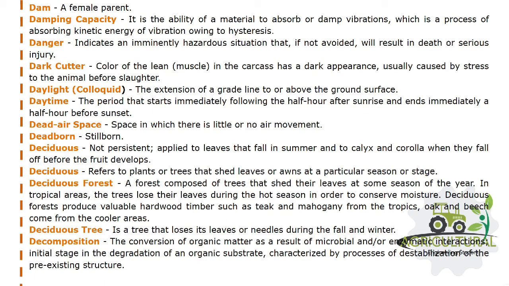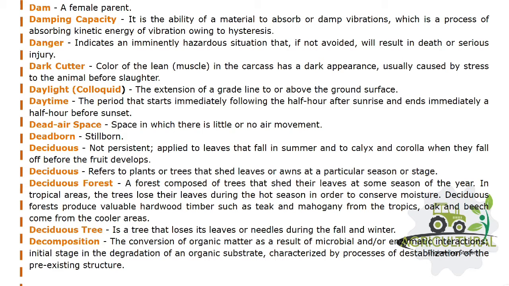Dark cutter, color of the lean muscle in the carcass has a dark appearance, usually caused by stress to the animal before slaughter. Daylight, colloquial, the extension of a grade line to or above the ground surface. Daytime, the period that starts immediately following the half hour after sunrise and ends immediately a half hour before sunset. Dead air space, space in which there is little or no air movement.